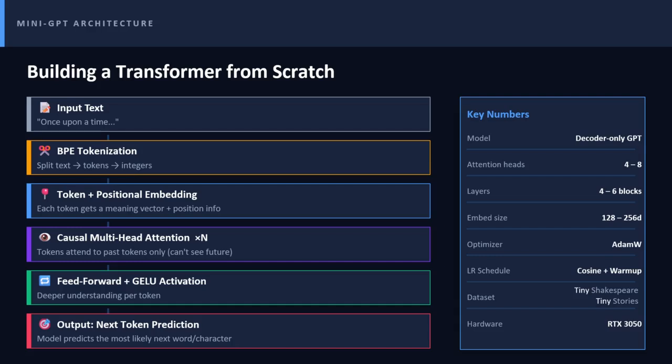And this is an auto-regressive model where the output is generated one token at a time. So here we are only using a decoder. It is a decoder-only GPT. And there are 4 to 8 attention heads, and it contains 4 to 6 layers, and the embedding size is 128 to 256. And here I'm using the AdamW optimizer. Here I'm using two datasets, and all of this will be explained in the next slide.